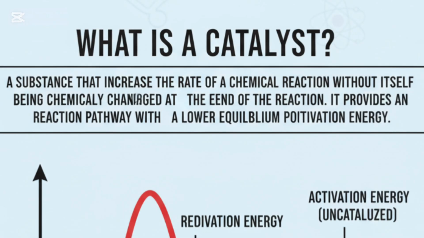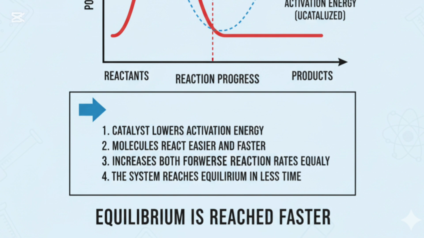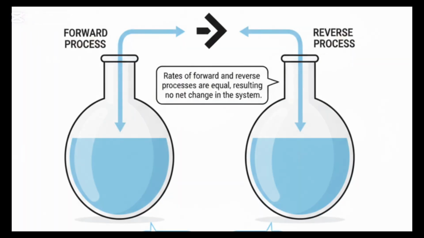Now let's recall the main concept of today's lesson. A catalyst increases the rate of both forward and backward reactions equally, helps the reaction reach equilibrium faster, and does not change the equilibrium position or the amounts of reactants and products at equilibrium. So, the catalyst only changes the speed, not the final balance.